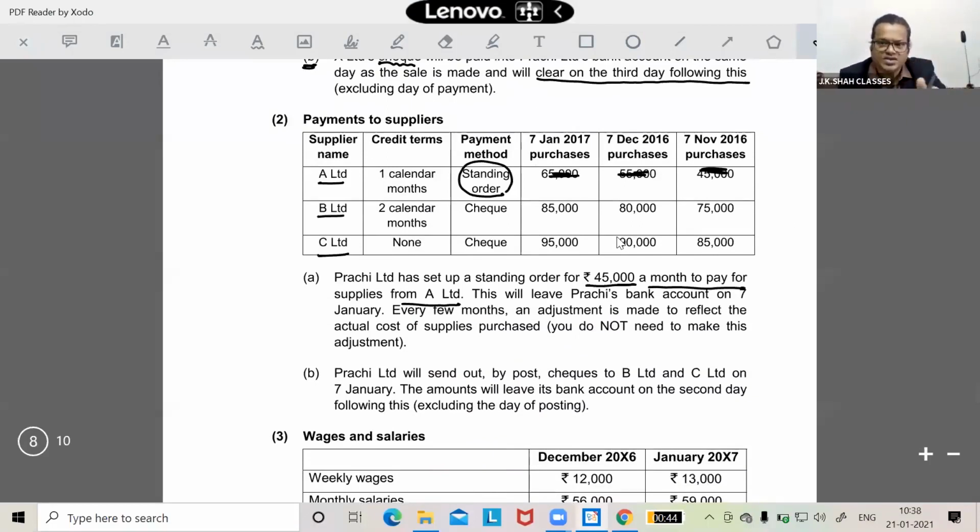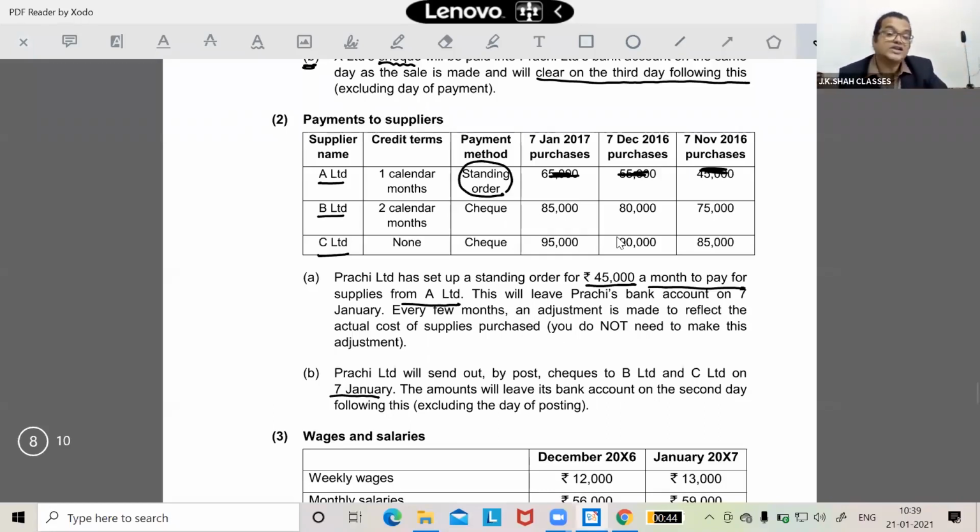So even if you read for B Limited, 2 calendar months. Okay. Any specific condition given? See, Prachi Limited will send out by post cheques to B Limited and C Limited on 7 Jan. The amounts will leave its bank account on what? Second day following this, excluding the day of posting. It will leave on the second day. Okay. So you are paying on 7th January. But the period is 2 calendar months.